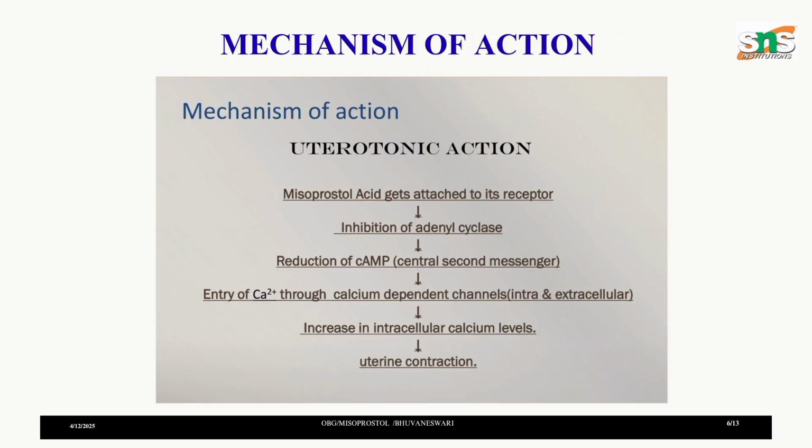Now, mechanism of action. Uterotonic action. Misoprostol acid gets attached to its receptor that leads to inhibition of adenyl cyclase, that leads to reduction of cAMP, the central second messenger. This leads to entry of Ca2+ through calcium dependent channels, that leads to increase in intracellular calcium level, that leads to uterine contraction.